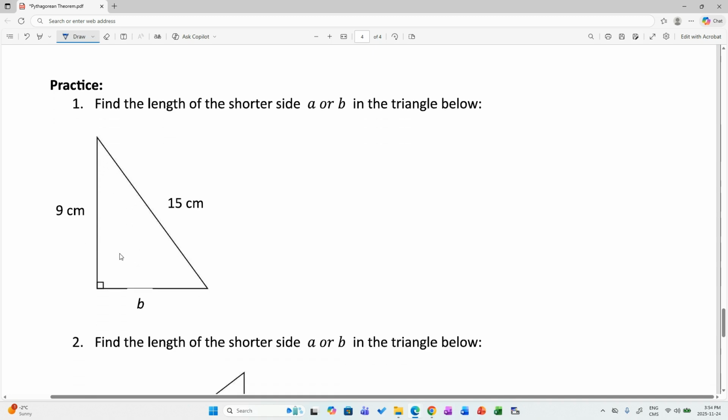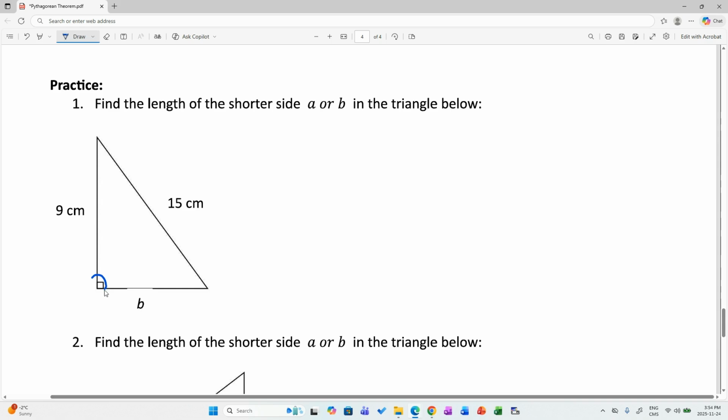Let's go over some practice here. Let's say I want to find the length of the shorter side, A or B, in the triangle above. In this case, it doesn't matter if I label this B or A, right? It really doesn't matter. It's already labeled as B, so I'm just going to keep it as B, okay?